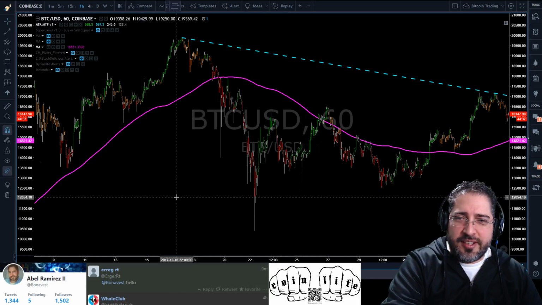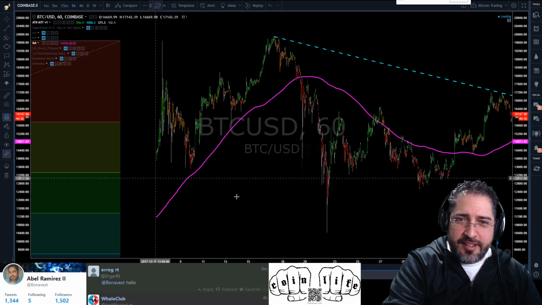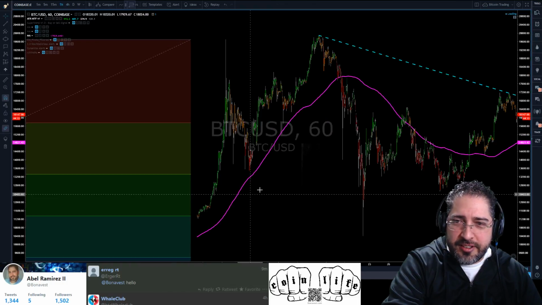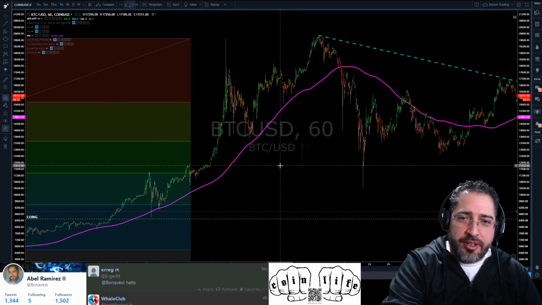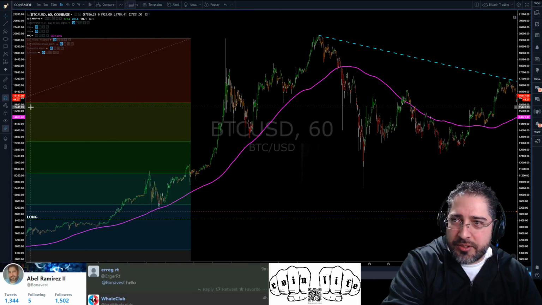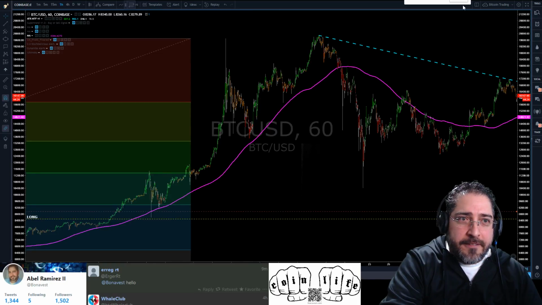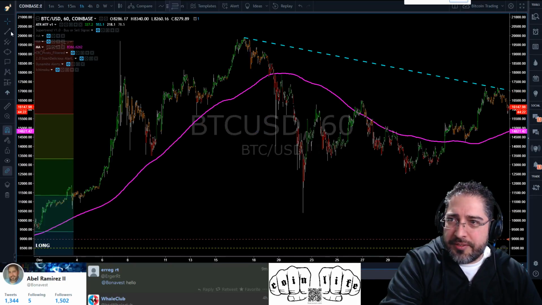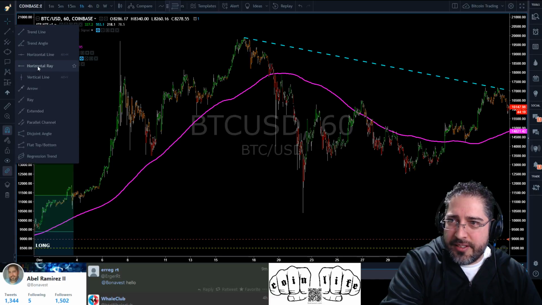Support and resistance lines is all you got to do. And if we're looking at this 1 hour chart here, this is all you have to do as far as figuring out when you should buy, when you should sell. Just straight lines. All you got to do is go to TradingView here. Go to your left side over here where the little line is, the second icon. And there is a horizontal ray.